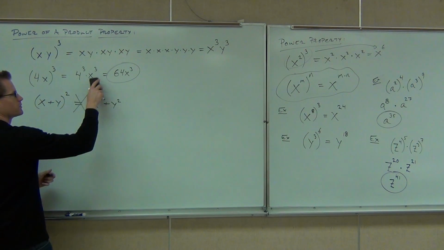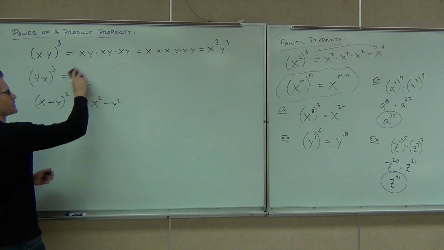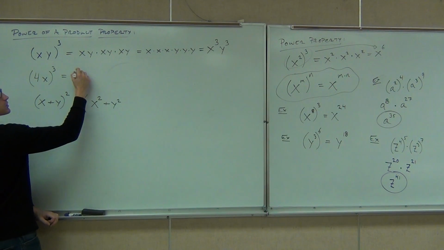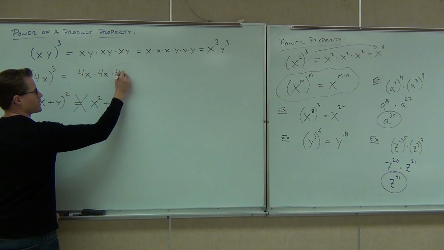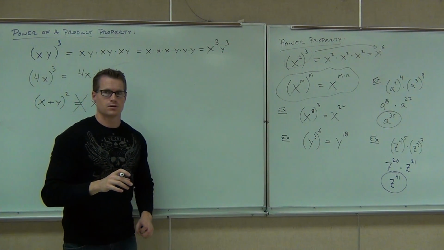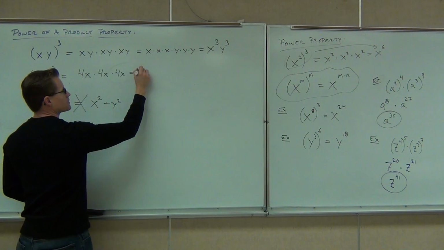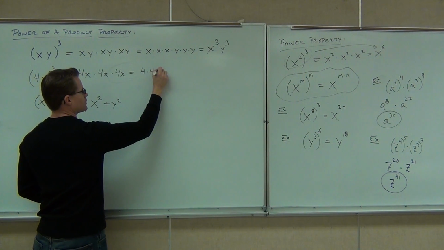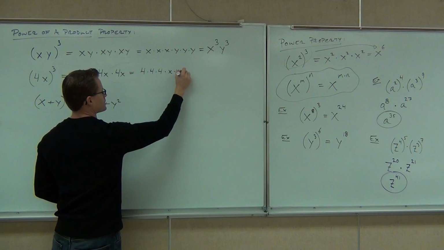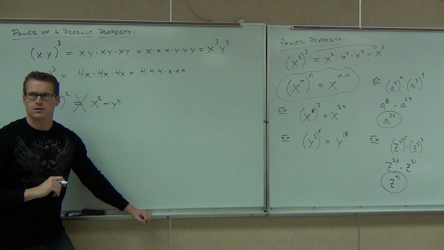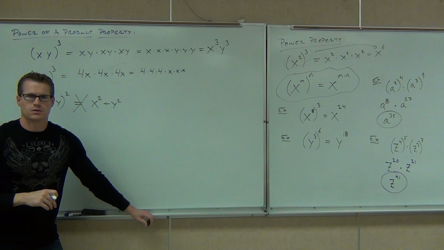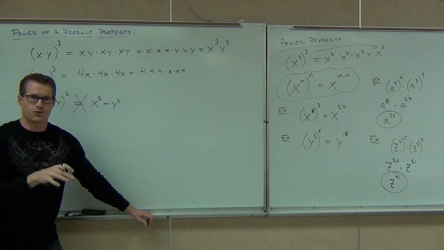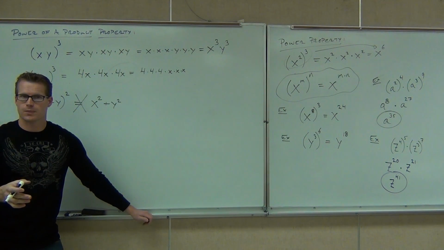Here's the deal with this, all right? 4x to the third is 4x times 4x times 4x. Can you guys make it that far? Okay. Then this is 4 times 4 times 4 times x times x times x. Agreed? Got it. What's 4 times 4 times 4? 64. Not 64 to the third. You're either going to get 64 or 4 to the third. It's one or the other.